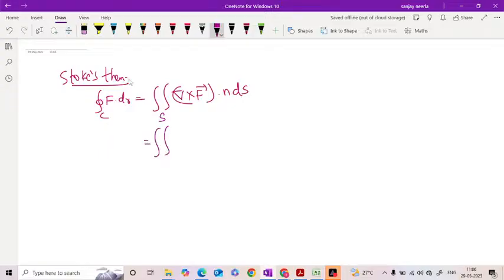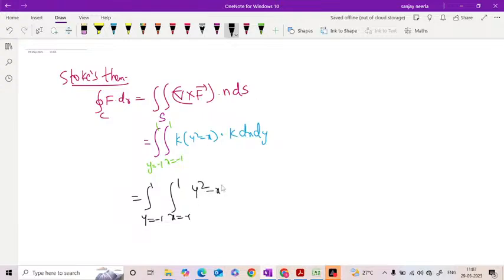So what is del cross F here? Del cross F is k times (y squared minus x squared), dot the unit normal vector k, and it is the xy plane, so dx dy, and the limits are clearly given: y is equal to minus 1 to plus 1, and x is equal to minus 1 to plus 1. So the result is the integral from minus 1 to plus 1, k dot k is 1, so (y squared minus x) dx dy.